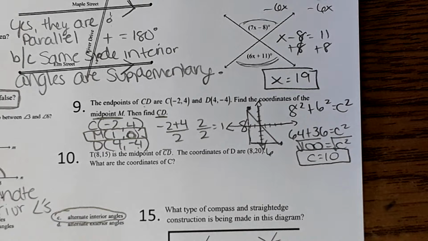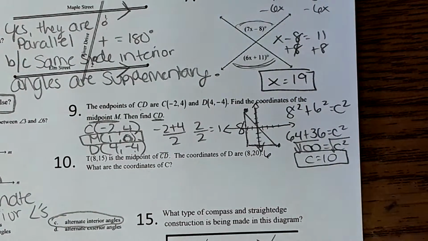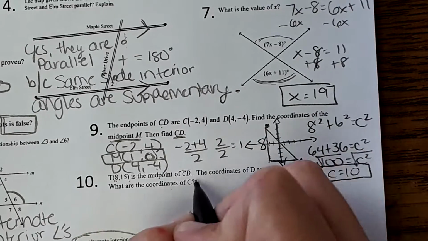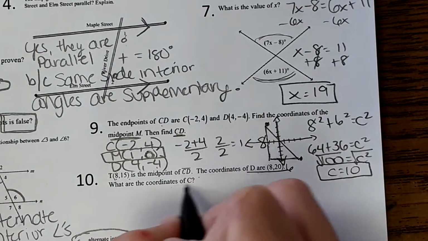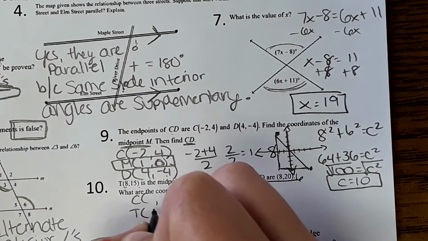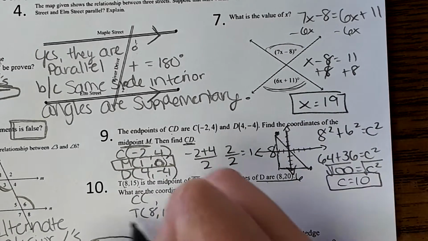Okay, number 10. This time they give you the midpoint, they give you one of the endpoints, and you have to find the other endpoint. So T (8, 15) is the midpoint of CD, the coordinates of D are (8, 20), find the coordinates of C. So C is what we're going to try to figure out.